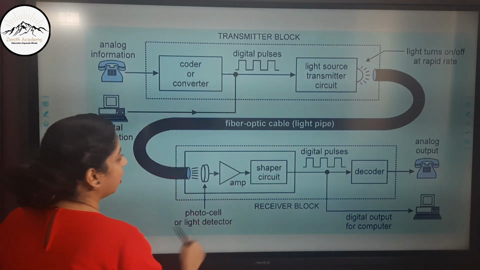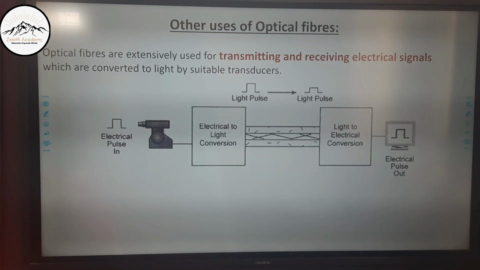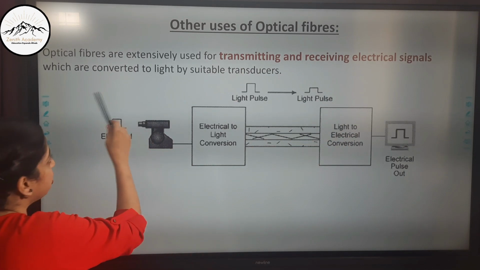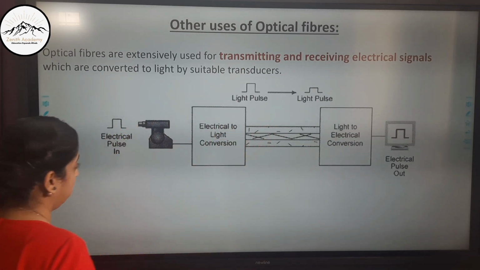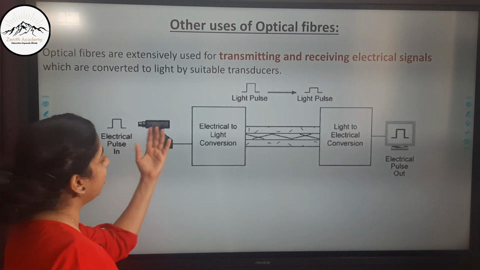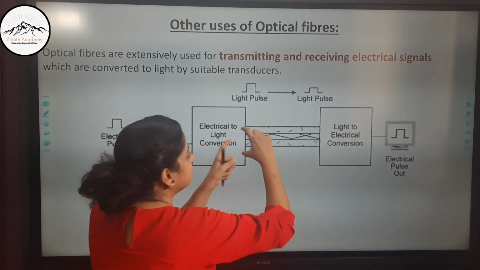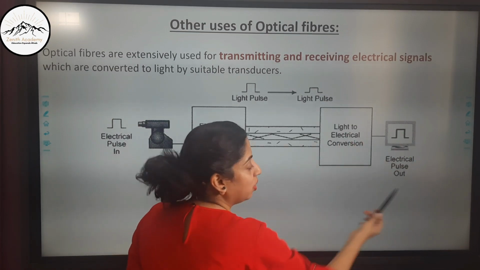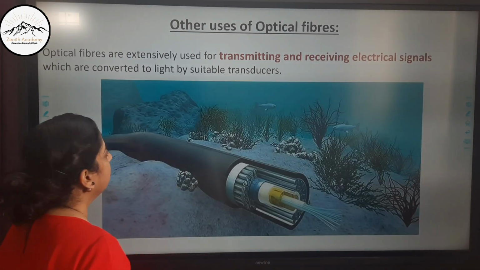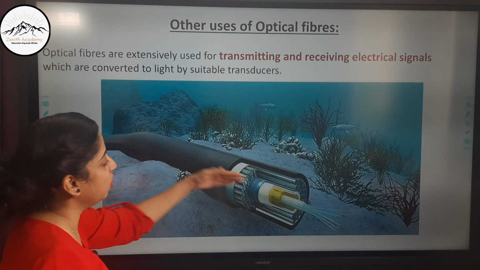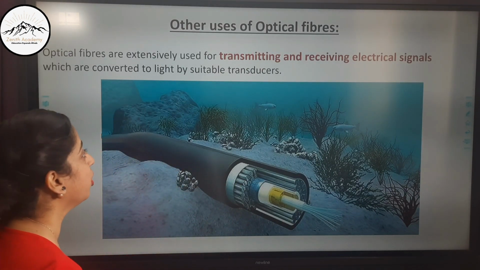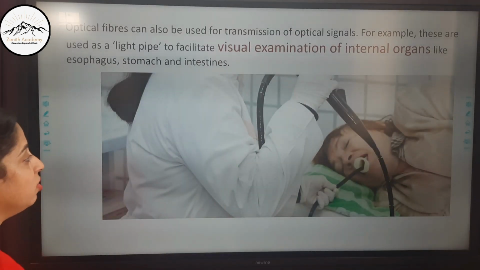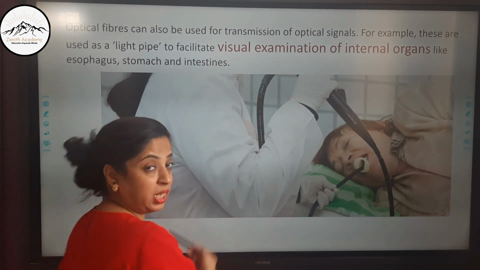So here the optic cable is used. Then optical fibers are also extensively used for transmitting and receiving electrical signals, which are converted to light by suitable transducers. So here you can see that the electrical signal is here, and this is the optical fiber. Here total internal reflection is happening and we are getting an electrical pulse as output. So you can see over long distances these optical fibers are used for transmitting and receiving electrical signals. Now these are also used for transmission of optical signals.